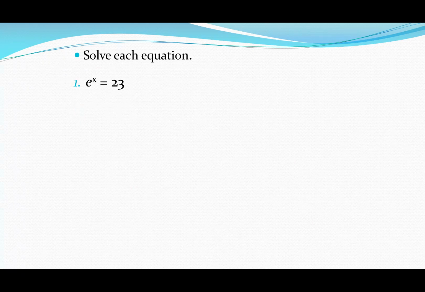Let's go ahead and do this first one. So we have e to the x power equals 23. So our goal is to solve for x, of course. But to get x by itself, I need something that cancels out e. Well, we know what cancels out e. We know natural log cancels out e.